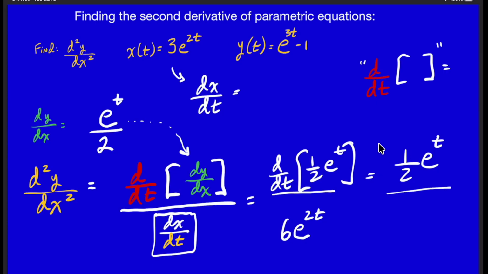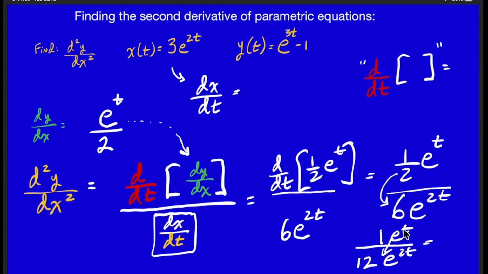So now we're going to have this over 6e to the 2t. We're going to multiply top and bottom by 2, which is essentially placing the 2 in the denominator. And we're going to have 1 over 12 e to the t over e to the 2t, and then we're going to bring this to the bottom, change the sign of the exponent to negative, and we're going to end up here in yellow, written very small, I apologize, with 1 over 12 e to the t. And folks, that is your second derivative of this parametric system.